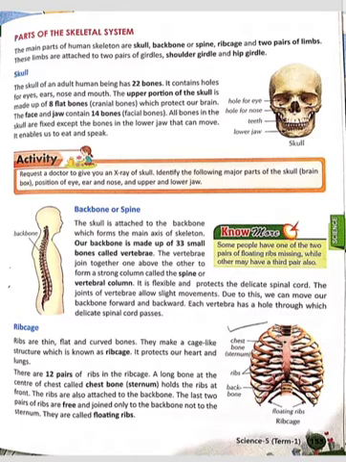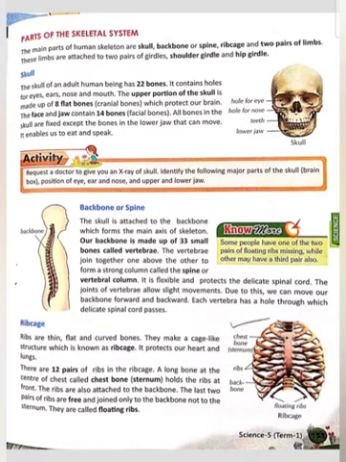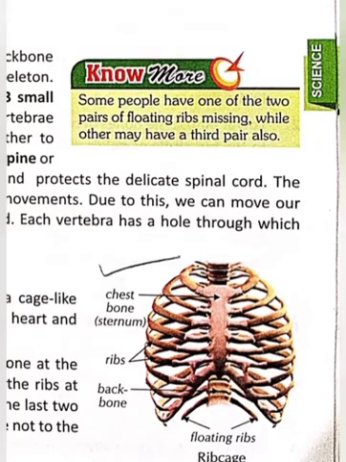Now the next topic is the rib cage. This topic of rib cage is given on page 133 of your Dewdrops Term 1 book. So what is a rib cage? It is made up of ribs, which are very thin, flat and curved bones. As you can see in this diagram, there are so many ribs.